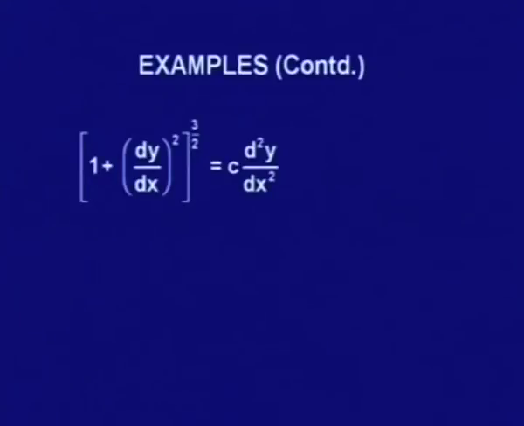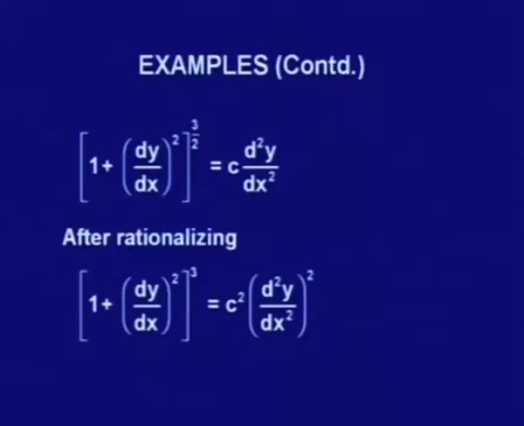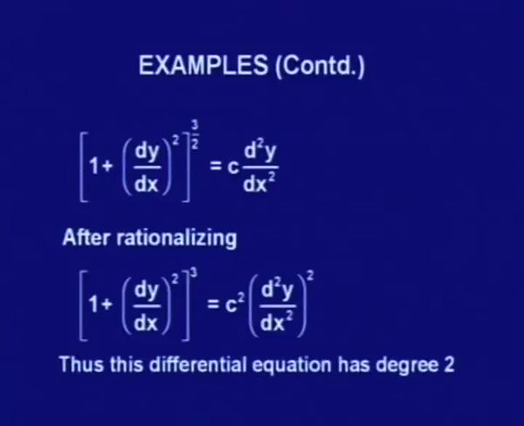How will we rationalize it? We will square this equation on both sides, and thus we would get 1 plus dy over dx square whole to the power 3 is equal to c square times d2y over dx2 whole square. Here the highest derivative involved is the second order, that is d2y over dx2, and its exponent is 2. Thus, the degree of this equation is 2.